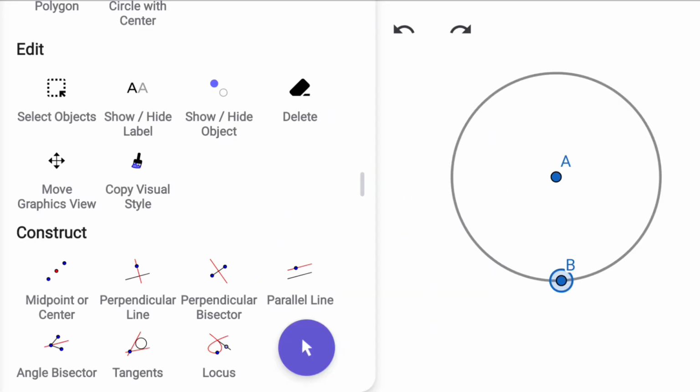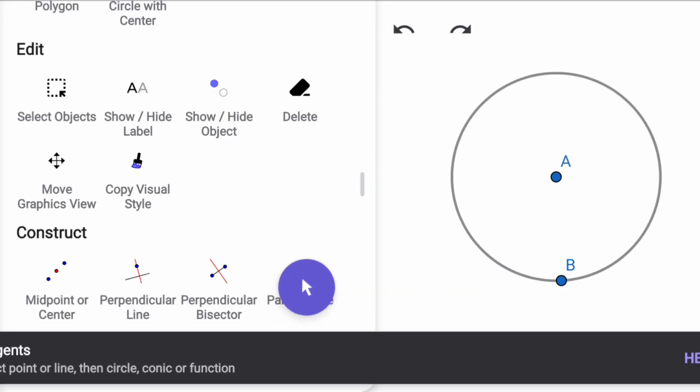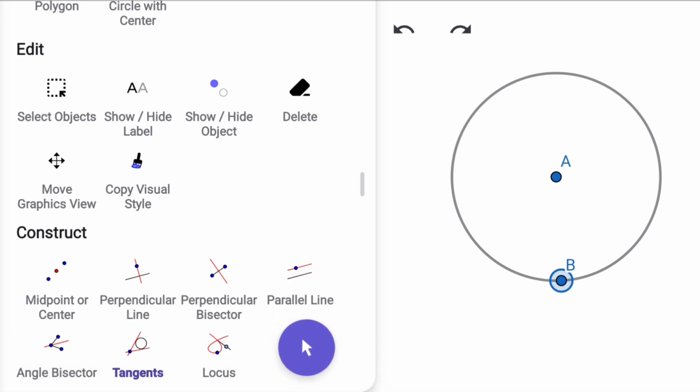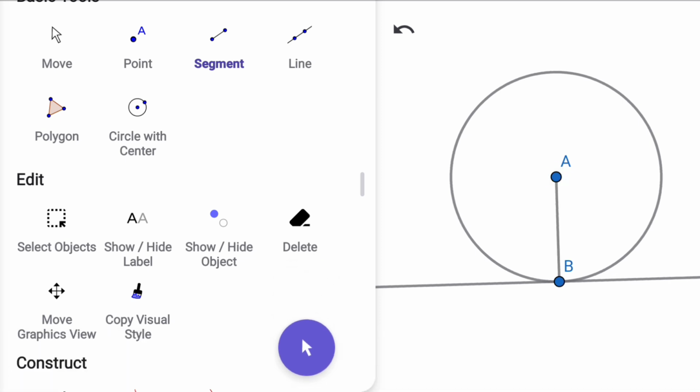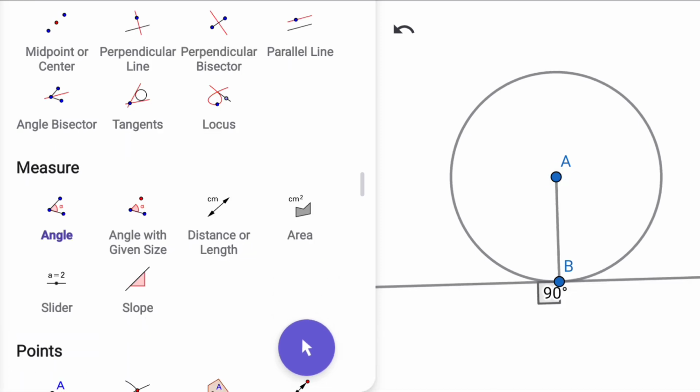Let's move on to tangents. What's a tangent? A tangent is a straight line that touches a circle at exactly 1 point, and only 1 point. It doesn't cut through the circle, it just gently touches the edge. At the point where it touches, the tangent is always at a right angle, or 90 degrees, to the radius of the circle.